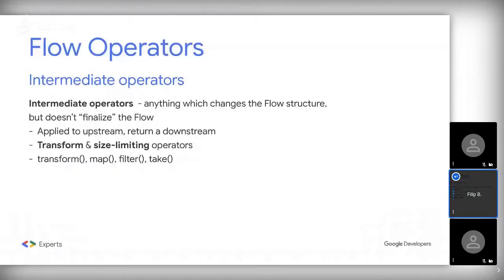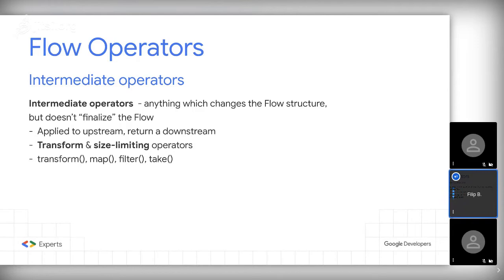Now, Flow has two main types of operators. The first are intermediate operators, and they basically take an upstream flow, so basically any current flow state or any current flow construct, apply some transformation and return a downstream flow. A downstream flow is basically any flow you actually want to consume or further transform. So the upstream is basically the source, and the more upstream you go, the closer you get to the source. And the downstream is the end product you want to consume.